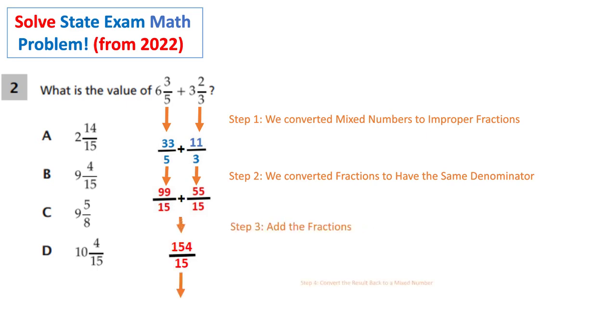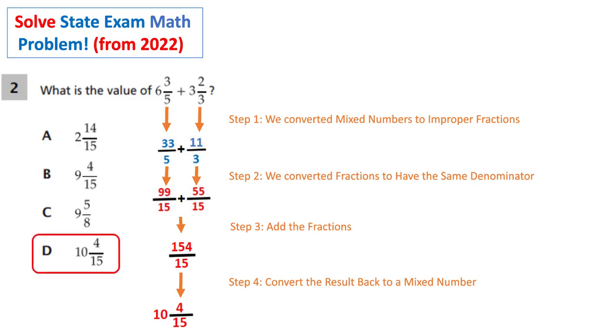Then we need to convert the result back to a mixed number. Dividing 154 by 15 gives 10 with a remainder of 4. So the result is 10 whole 4 over 15.